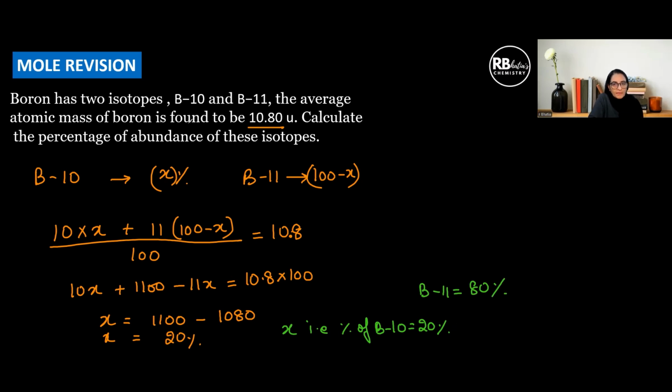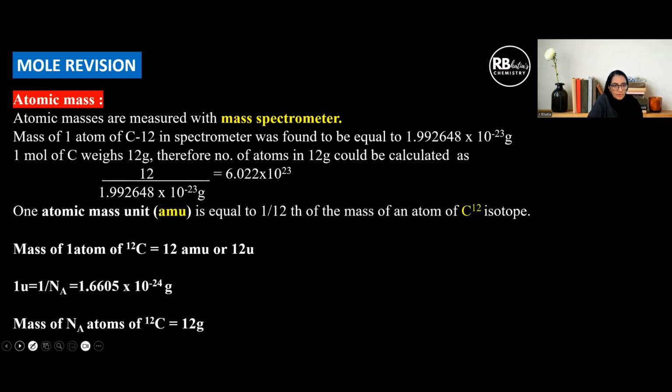So in this numerical, the average atomic mass was given. We were to calculate the percentages. But in the previous question of chlorine, we were given the percentages and we were to calculate the average. So these are the two kinds of questions that can be asked related to isotopes. Next, we come to atomic mass.